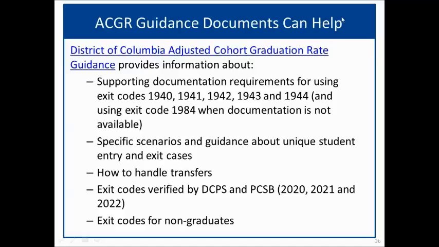We have linked here the guidance document for the DC Adjusted Cohort Graduation Rate guidance. This guidance provides more information about the required supporting documentation, and the use of exit code 1984 when documentation is not available. The guidance also goes over specific scenarios and guidance about unique student entry and exit cases and how you can handle transfer students. It also goes over those exit codes that are verified by DCPS and PCSB, which are those credential codes. And it also goes over the exit codes that you would use for non-graduate students.